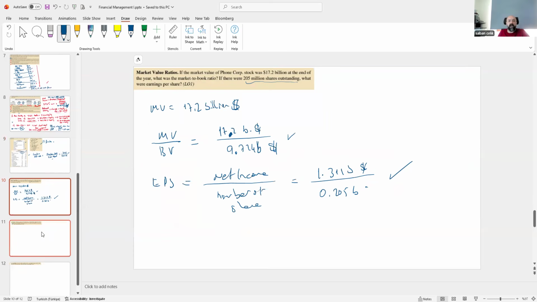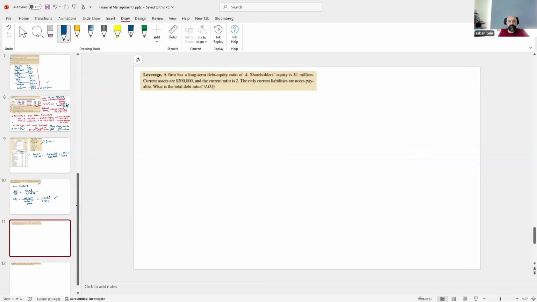Okay, next one. Well, one remark: if this type of question is asked, all figures will be given in the problem, don't worry. Another question here. A firm has a long-term debt ratio, which is long-term debt to total asset, of 0.4. And shareholders' equity is $1 million.